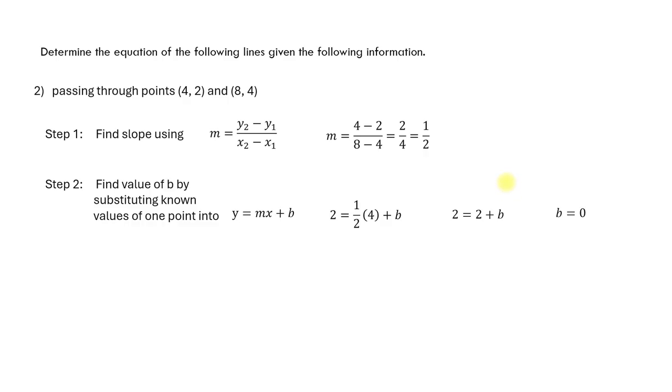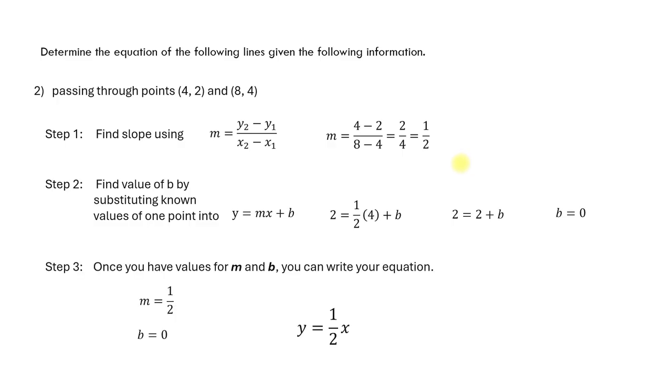b has a value of 0. So we can ignore it. We do not need to write down the 0 in our equation. We can simply write y equals 1/2 x. No need to write the plus 0 here.